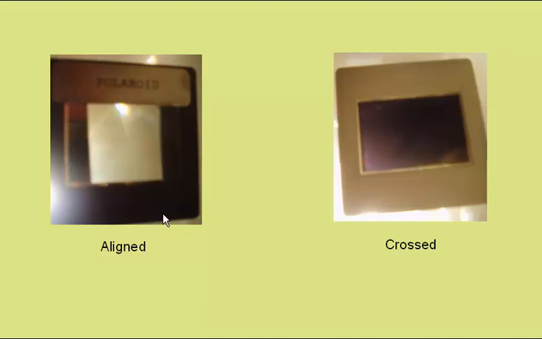Here I have two pieces of aligned Polaroid, and you can see the light passing through from underneath. And here, two pieces of crossed Polaroid, with no light passing through. Here we have two pieces of crossed Polaroid with a perspex set square in between the two. You'll see here no light gets through, and also here.